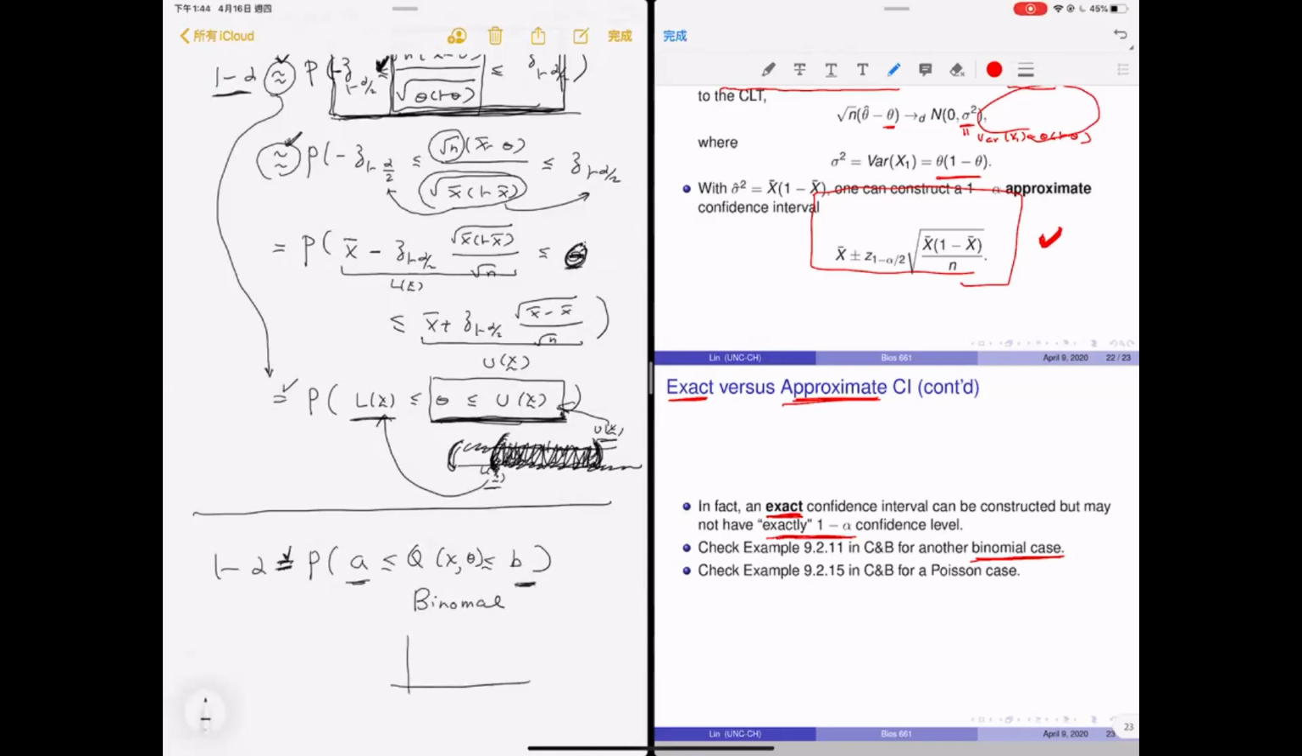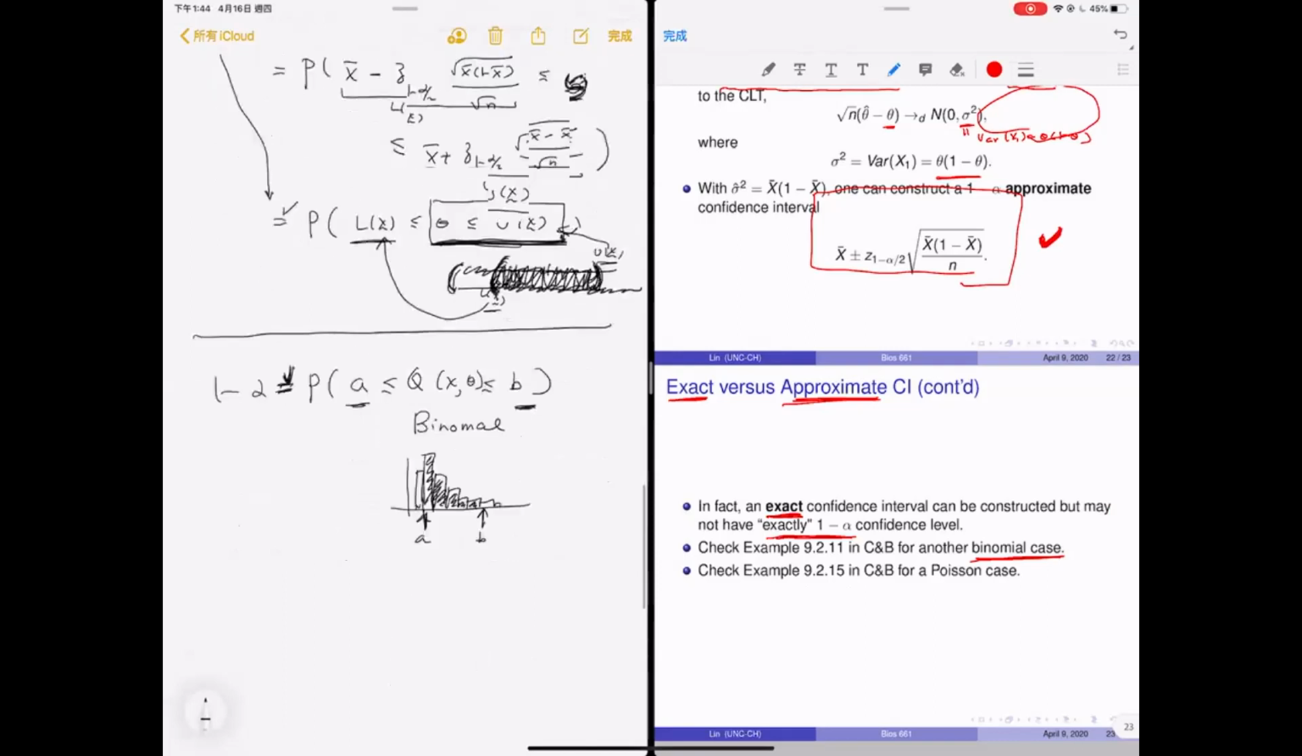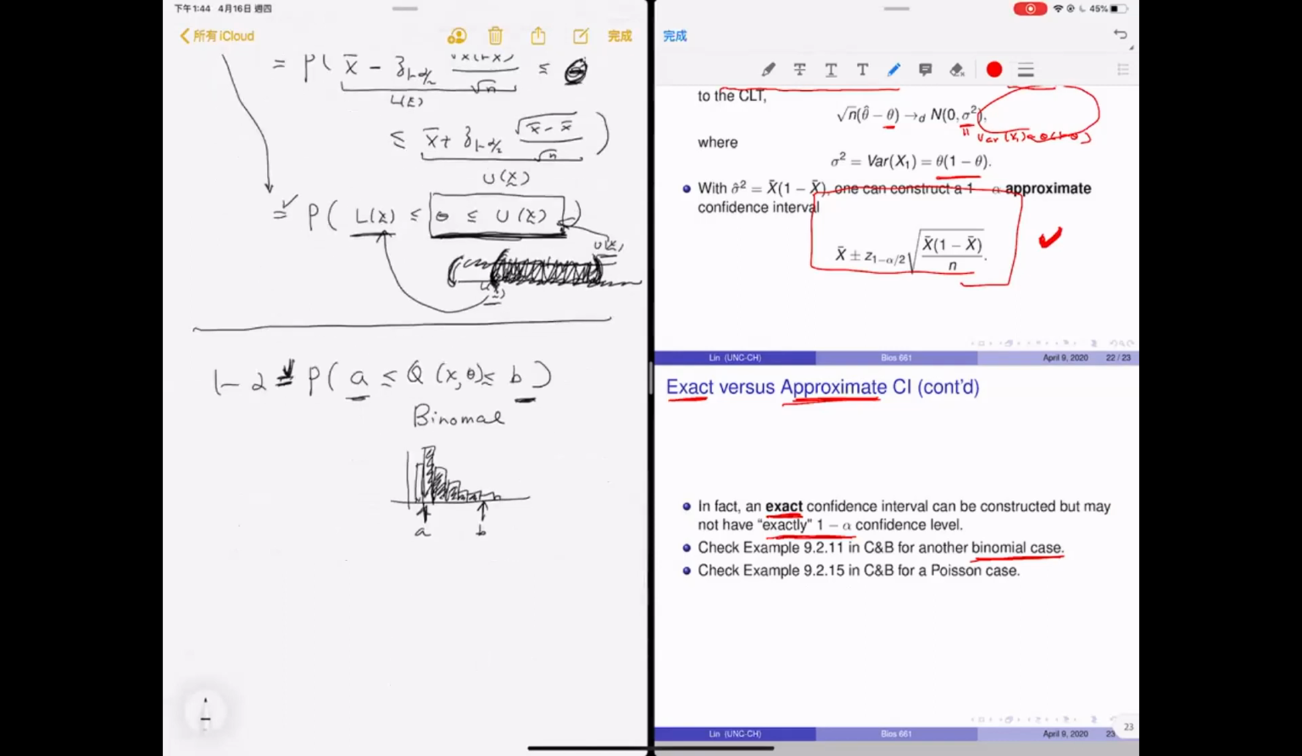The probability is not going to become something like that. No matter how you choose from A point to B point, the probability between A point and B point, even if you sum them together, is not going to exactly equal 1 minus alpha, isn't it? Right? The same thing happens when we talk about a level alpha test. Remember that? By any combination of probabilities, your probability does not exactly equal 1 minus alpha.